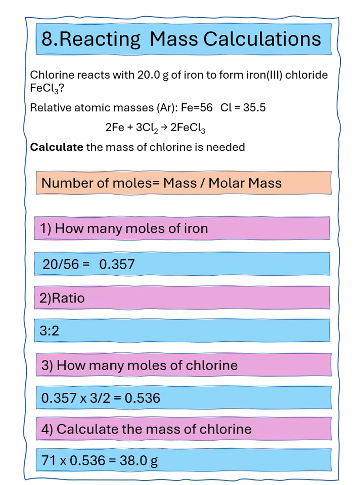So we know chlorine has got a relative formula mass of 71, multiply that by the number of moles, which is 0.536, and that gives us 38 grams of chlorine.